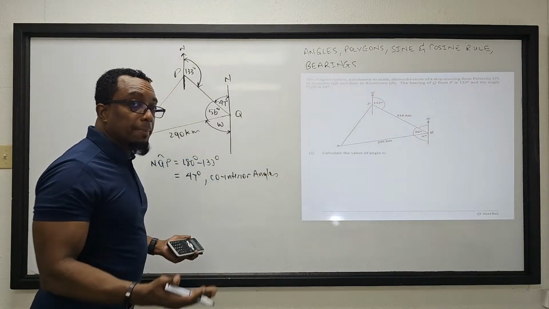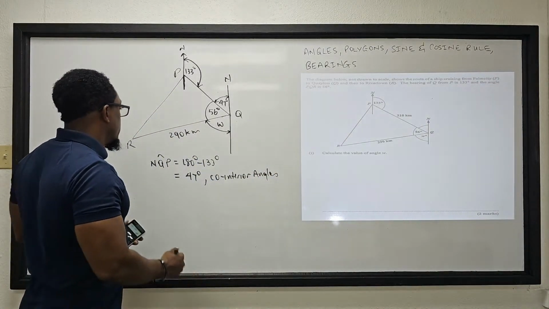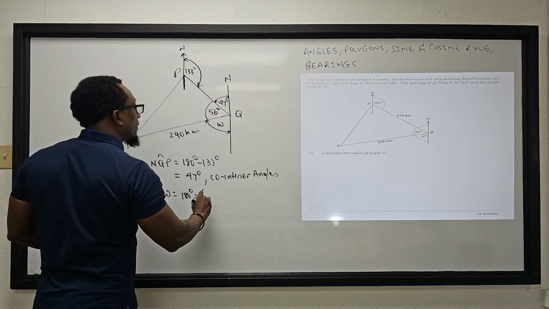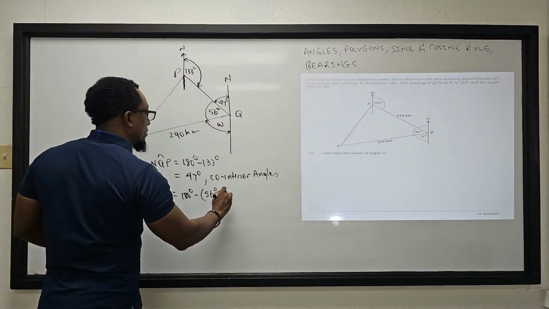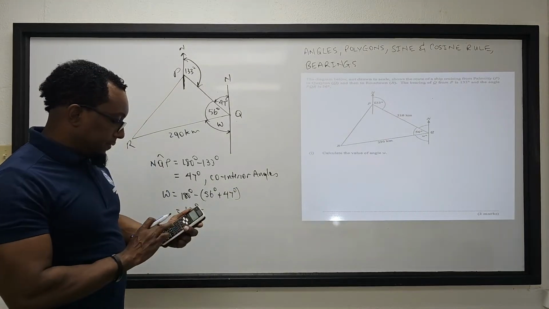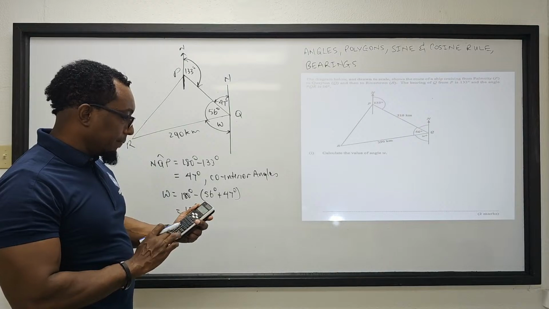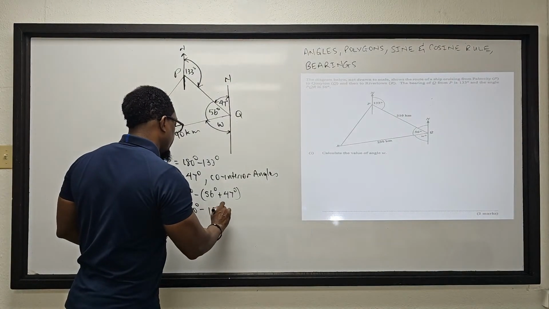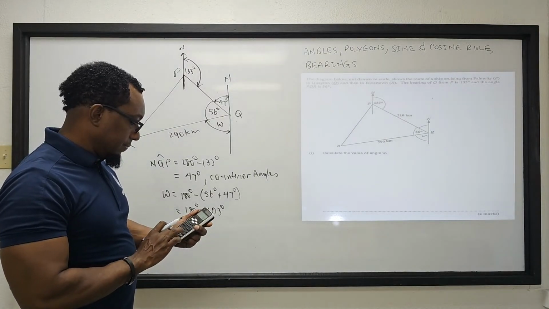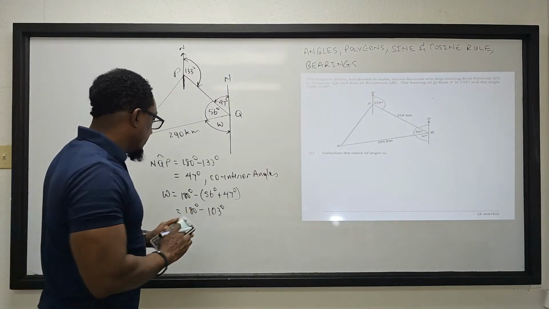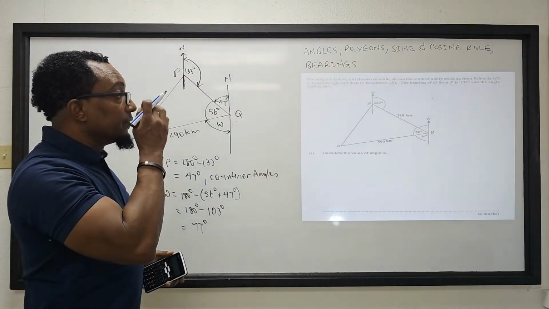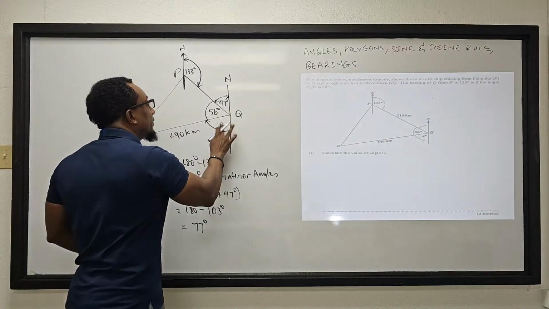So that comes into play with bearings also. And therefore, W will be 180 subtract 56 plus 47 degrees. 180 subtract 56 plus 47, 103. So 180 minus 103, 77 degrees. So W is equal to 77 degrees. Yeah, so this angle here is 77 degrees.